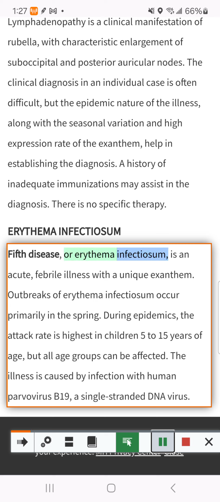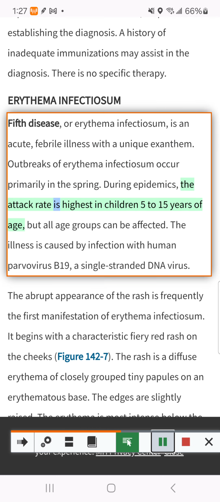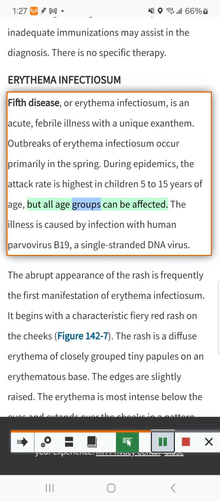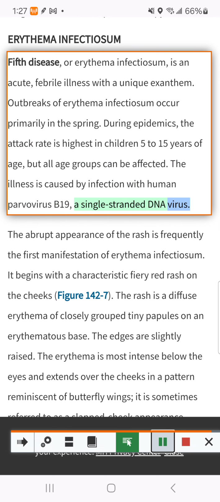Fifth disease, or erythema infectiosum, is an acute, febrile illness with a unique exanthem. Outbreaks of erythema infectiosum occur primarily in the spring. During epidemics, the attack rate is highest in children 5 to 15 years of age, but all age groups can be affected. The illness is caused by infection with human parvovirus B19, a single-stranded DNA virus.